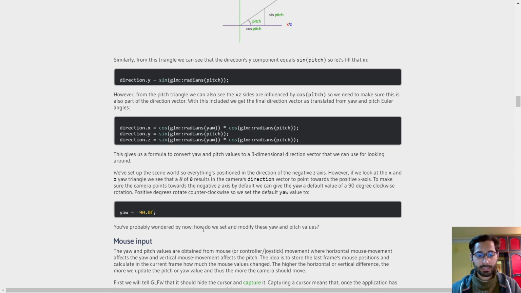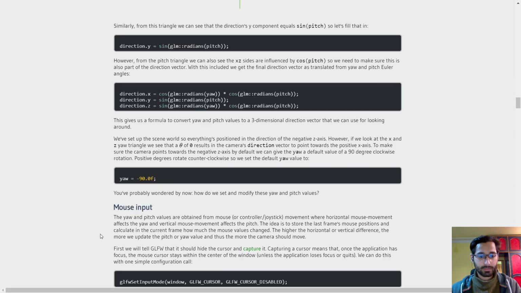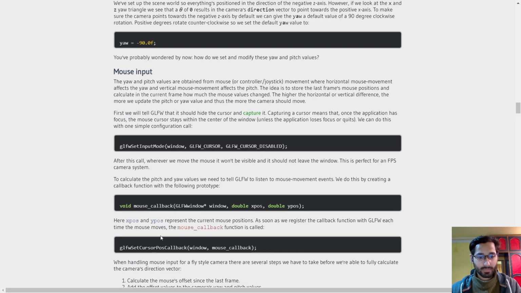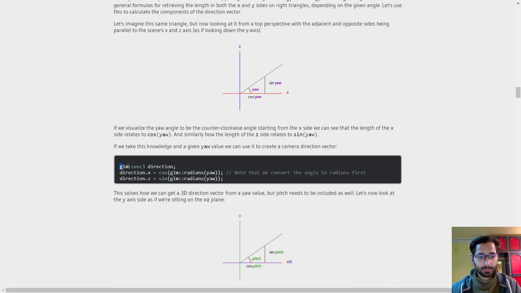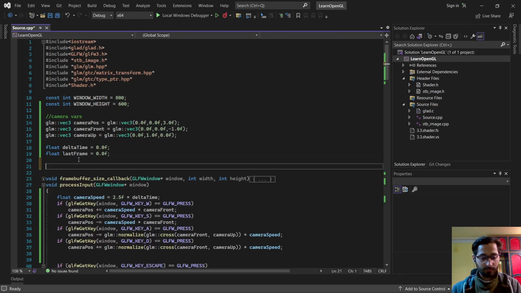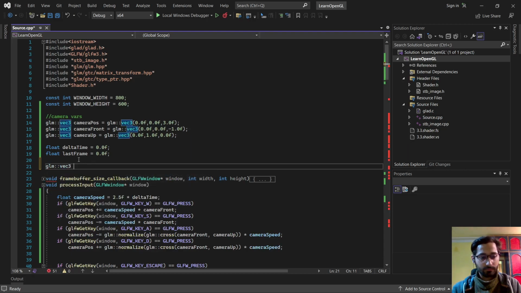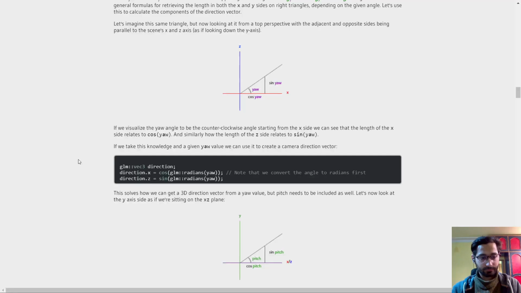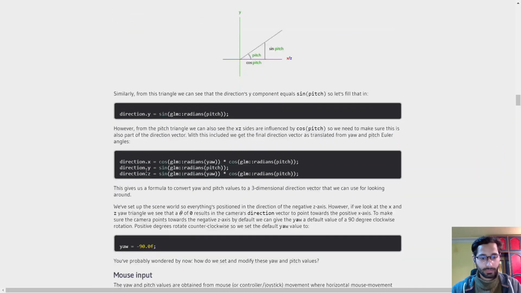You probably wondered by now, how do we set and modify these yaw and pitch values? That will be by taking the mouse input. So first let's set this up. We need a direction vector.